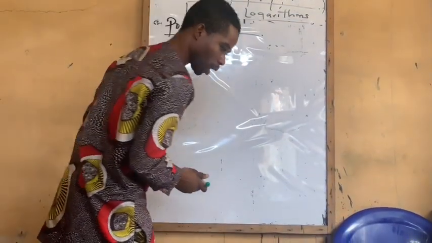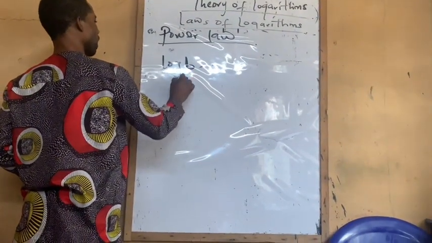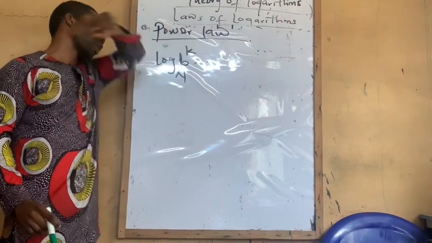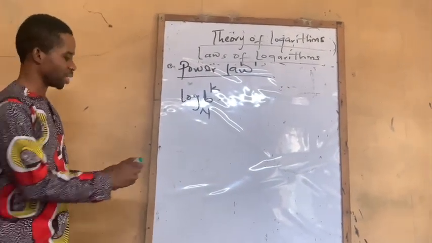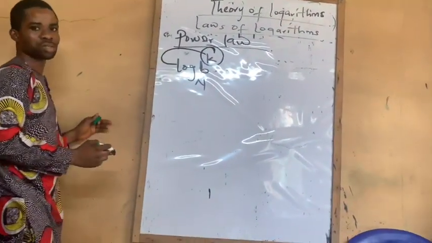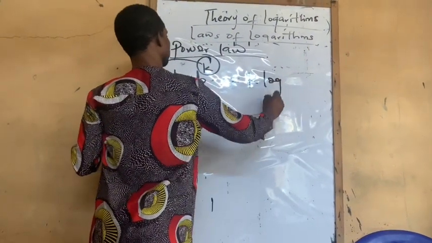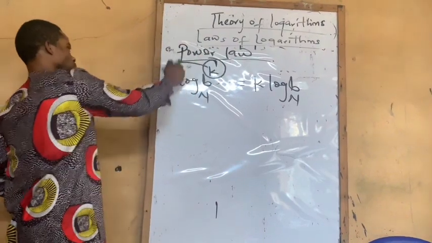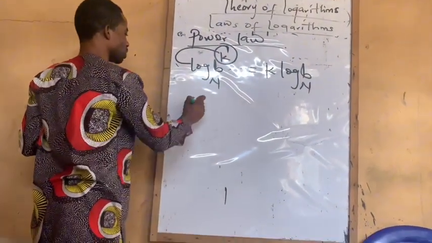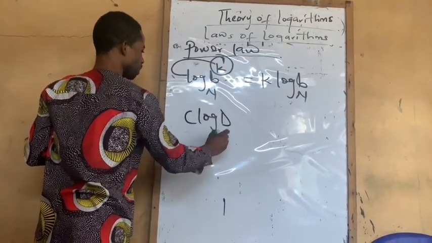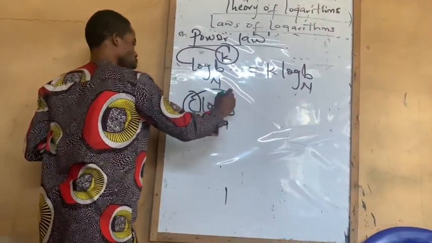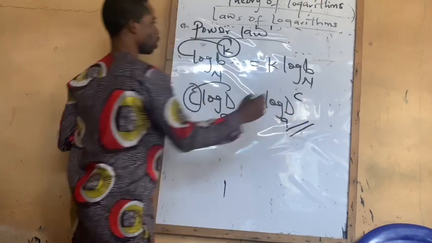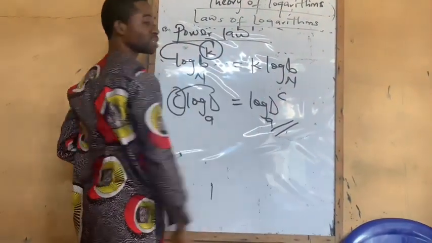Now, another law of logarithms: the power law. When you have log b raised to the power k, base n, anytime you have something like this in logarithms, this power, you can bring it to the front. That means it turns to k log b base n. In the same way, when you are solving logarithms, if you have something like c log d base a, you are permitted to bring this c to the power. That means it also turns to log d raised to power c, base a. It is allowed in logarithms as the power law.